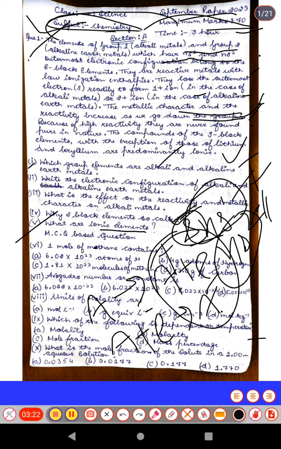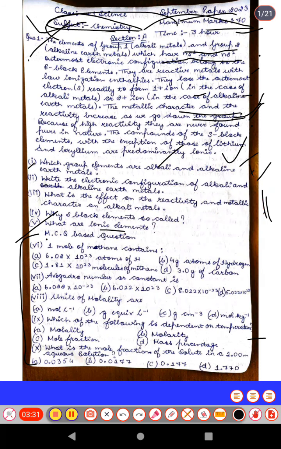So the next question is an MCQ based question. Let's start from the first question. One mole of methane contains: first option, 6.02 multiplied by 10 to the power 23 atoms of hydrogen. Next, 4 gram of hydrogen. Next, 1.81 multiplied by 10 to the power 23 molecules of methane, and D option is 3 gram of carbon. So the correct option is B, 4 gram of hydrogen. This is the correct answer.